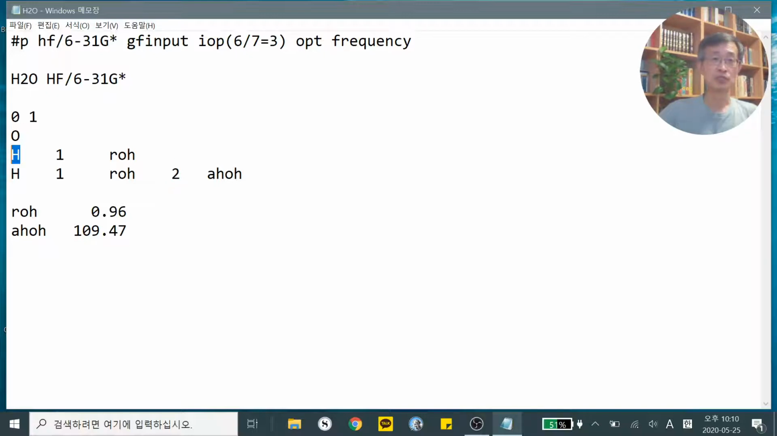So this H is connected to the first atom, and the distance is ROH. And this H is also connected to the first atom, the distance is ROH. And then the angle to the second atom, which is H. So the angle is AHOH. And ROH and AHOH, after the blank line, are variables and we declare their initial values here. And then that's the end of the Gaussian input file. Okay, so you've looked at the Gaussian input file.